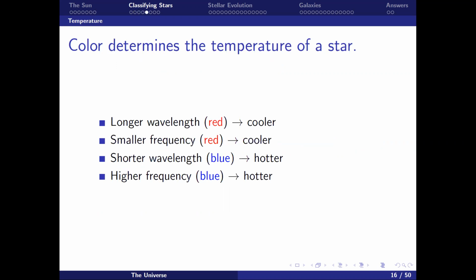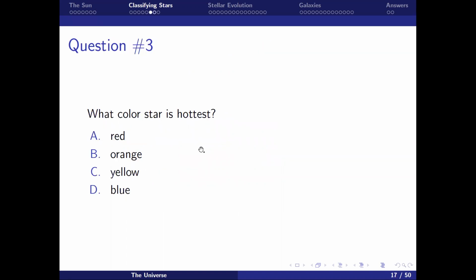Now, when we bring color into the mix, we have to remember that longer wavelengths and shorter frequencies, so those are the same thing. Long wavelength, short frequency, the redder colors are cooler, but if you switch to short wavelength and high frequency, that's more energy, so those stars would tend to be hotter. So just by looking at the color of a star, we're able to get an idea of how hot it is. So I'll give you 4 colors. Which color star is the hottest? Red, orange, yellow, or blue?